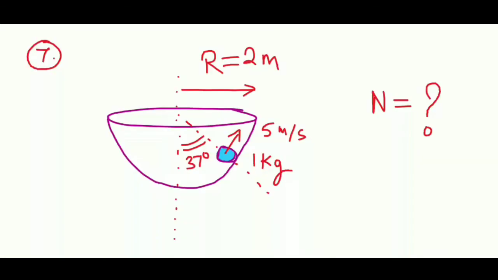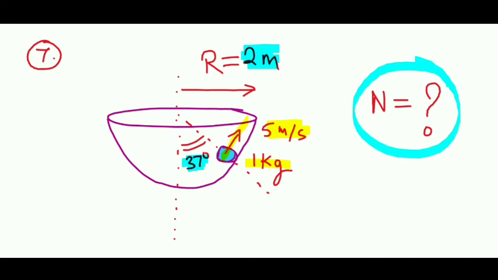Let's come to the next question. In the next question, we have a hemispherical bowl. In this hemispherical bowl, we have an object whose mass is 1 kg and speed at this instant is 5 meter per second, as shown in the diagram. The speed is tangential. The radius of this hemispherical bowl is 2 meters and the angle at this instant from the vertical is 37 degrees. In this situation, you have to find the normal force.